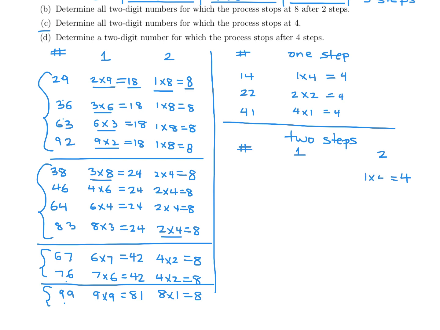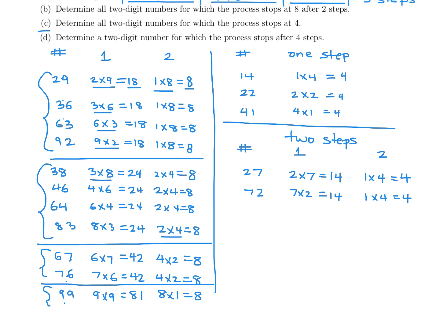So this is going to be 1 times 4. So let's see, that would mean this is 14, and you get 2 times 7 as one example, so that's 27. And I think 7 times 2 would also work, so this would be 72. And I think that's it.